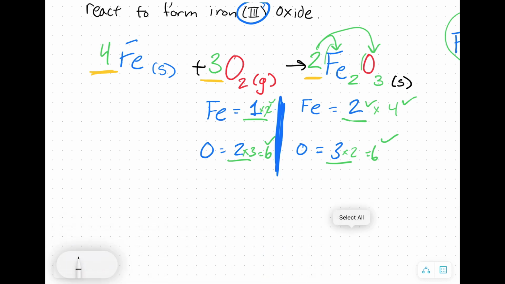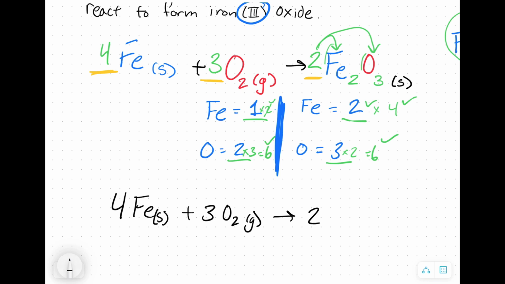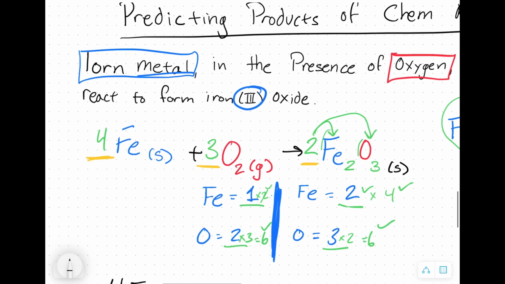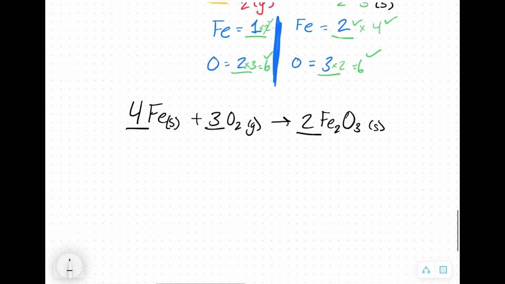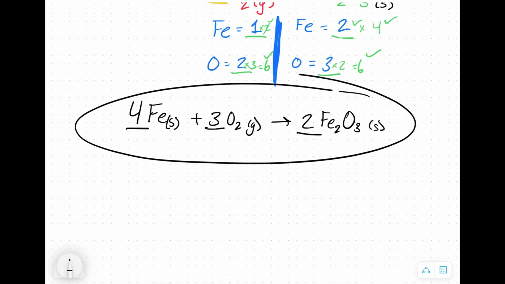So the balanced reaction would be 4 irons and 3 oxygen gases is going to form 2 iron oxides. So that's what a more realistic example problem is going to be. Some kind of word problem there. We have to turn it into an equation. You balance that equation, and then you end up with your final product here.